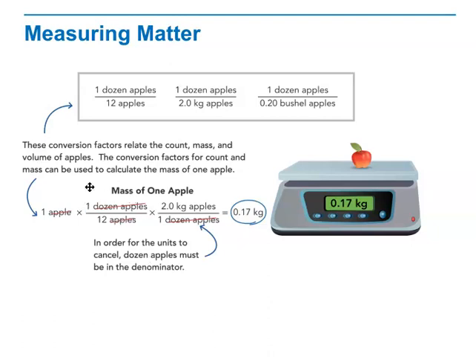So at this point, I'm in dozen apples, and now I'm going to figure out the mass. I know from a conversion factor that 1 dozen apples is equivalent to 2 kilograms of apples. So I'm going to put my dozen apples in the denominator and 2 kilograms of apples in the numerator. This allows me to cancel out the unit of dozen apples because it's both in the numerator and the denominator, and I'm left with the measurement of kilograms. 0.17 kilograms is the mass of 1 apple.